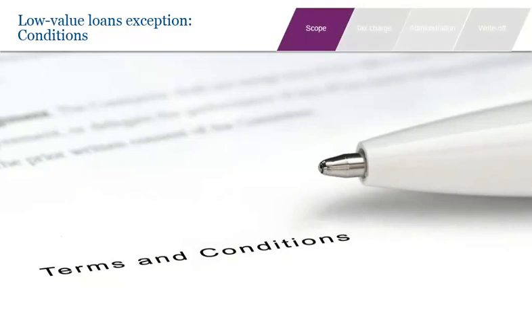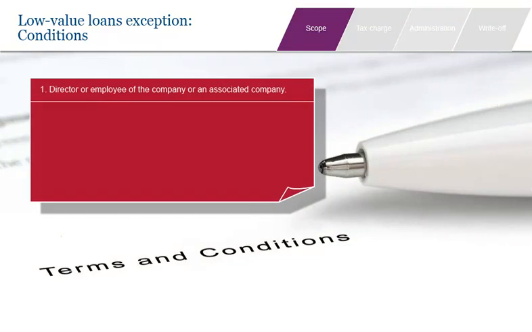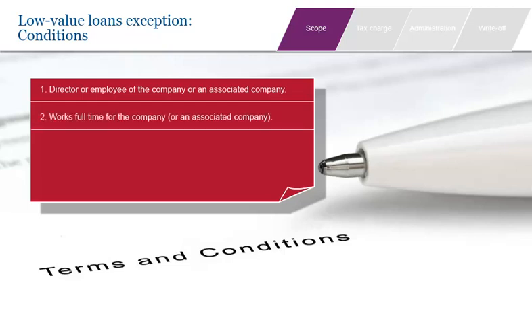The loans to participators rules do not apply where the loan is a low-value loan to an employee or director. To qualify for this exception, all 4 of the conditions set out on the slide must be met. These are as follows. Firstly, the borrower must be a director or employee of the company or of an associated company. Second, the borrower must work full-time for the company or an associated company.